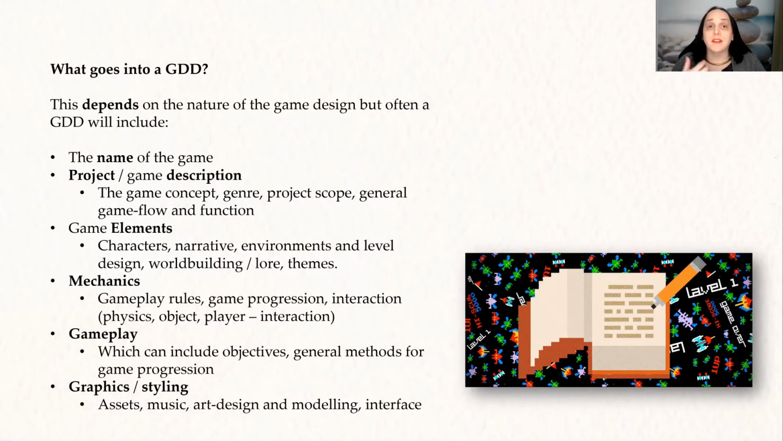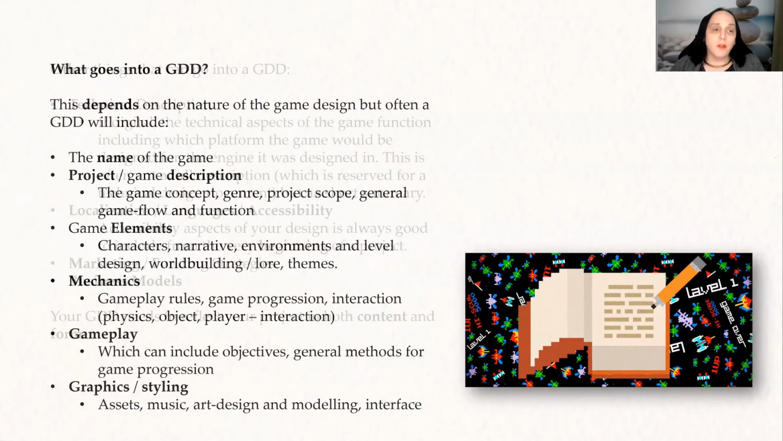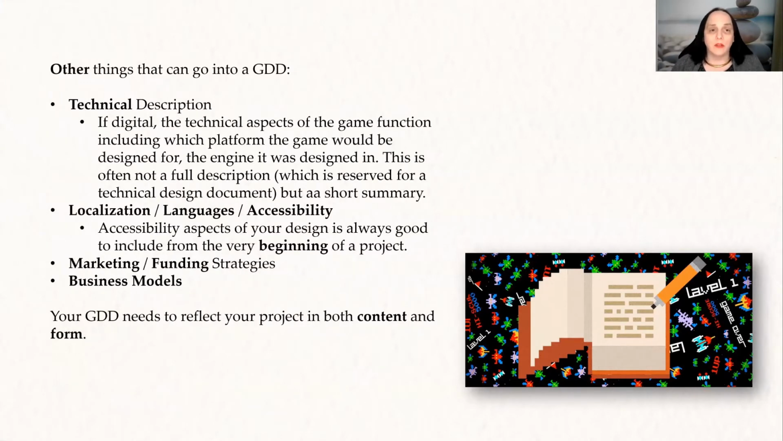It can include graphics and styling. Obviously, in a digital game, this might include digital assets, music, but of course, in analog games and all kinds of games, art design, modeling, and interfaces may also be part of this section. Other things that can go into a GDD may be a technical description, especially if this is digital. This might include what platform your game is likely to be designed for, what engine it is being designed in. Now, this is often not a full description of all the technical aspects of your game. That is often reserved for a technical design document, but this is a short description or summary.